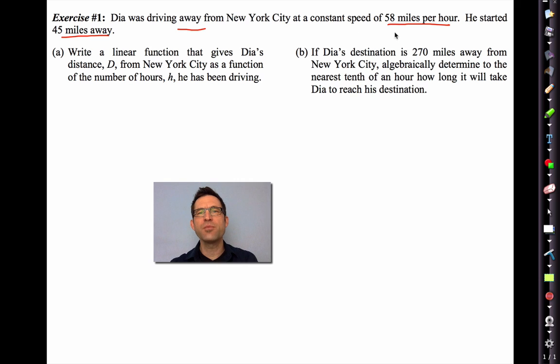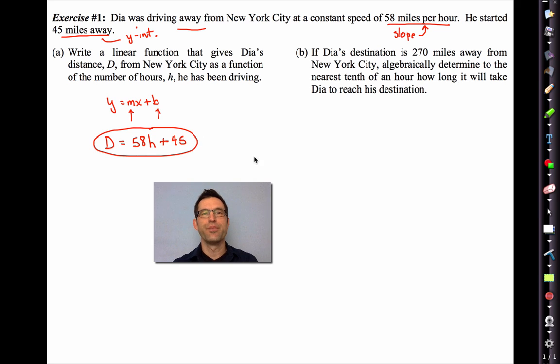Well, it's pretty easy based on the units to figure out that this is the slope of our model. And this is the y-intercept, right? Whenever we have something like y equals mx plus b, although we're going to put it in terms of d and h, then we want to look for things that indicate the rate at which things are changing and a starting value. So for us, Dia's distance will be 58 miles per hour times the number of hours he's been driving, plus his initial starting position, 45. So real simple.